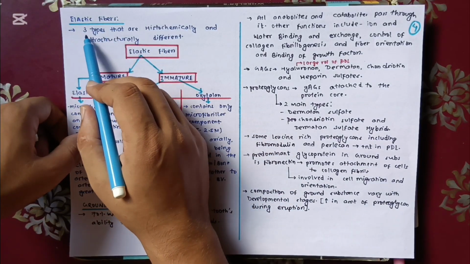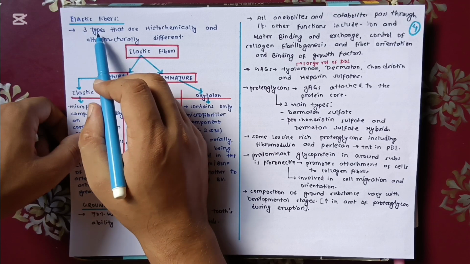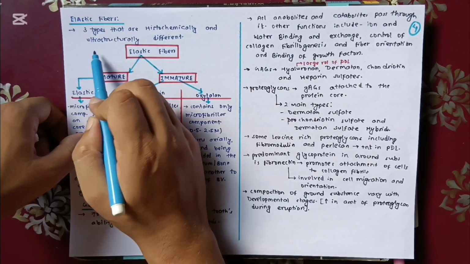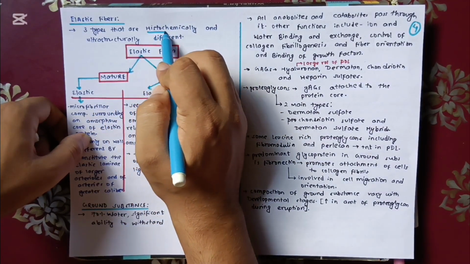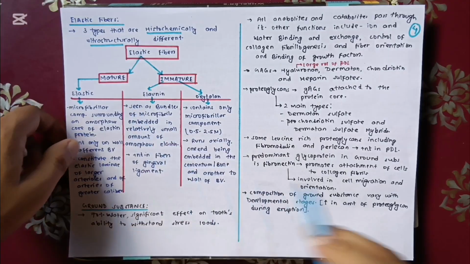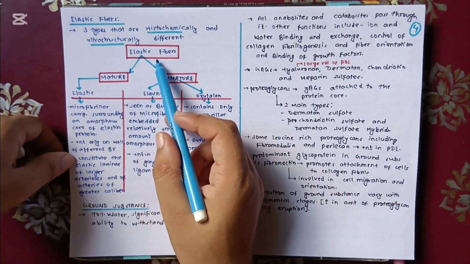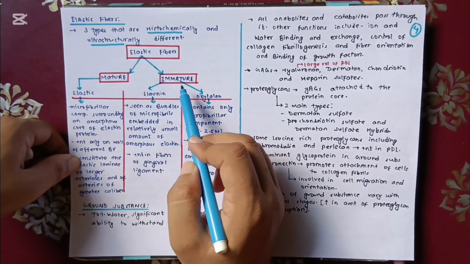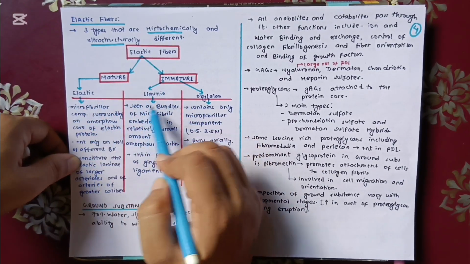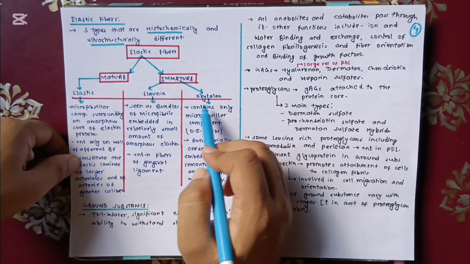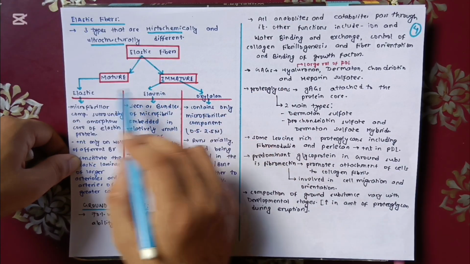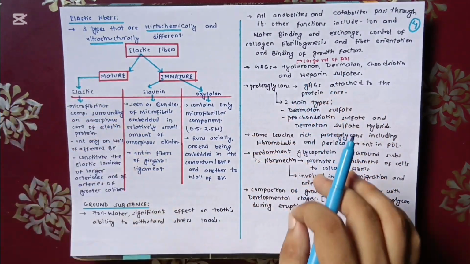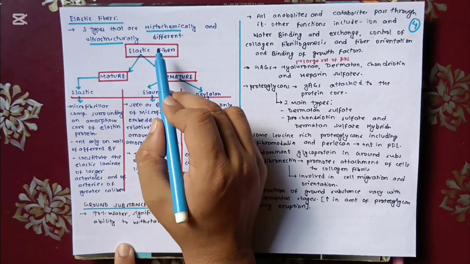Elastic fiber mostly contains three different types, which are histochemically and ultrastructurally different. In elastic fiber we have classified them as mature and immature. In mature we have elastic, and in immature we have elaunin and oxytalan. So altogether we have three different kinds of elastic fiber, which are histochemically and ultrastructurally different.